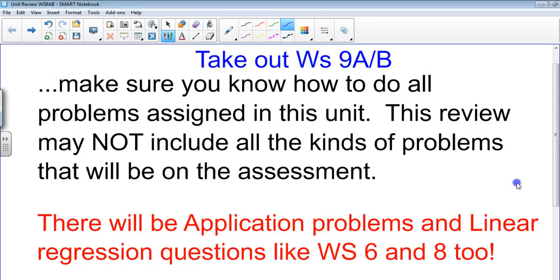Worksheet 9. Okay, make sure you know how to do everything that was in this whole unit. In other words, on worksheets 1 through 9. Don't just look at this review worksheet 9 and say, okay, I know how to do everything on this worksheet, I'm good. Because the review worksheet doesn't have any linear modeling like we just did, and it also doesn't have the application problems like worksheet 6.